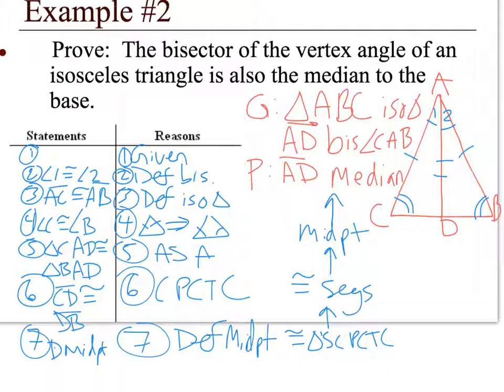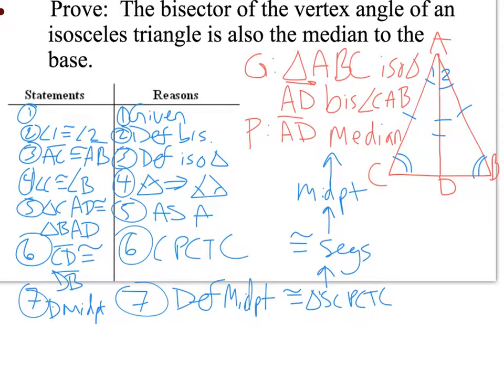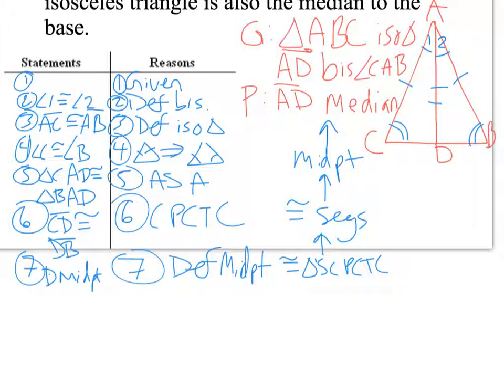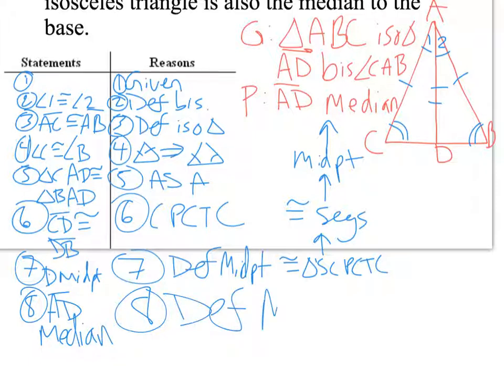Okay. Let's see if I can move this whole thing up. All right, I can. Step number 8. If I've got a midpoint, what do I have? A median. AD is a median. Definition, median. Awesome. That was some exciting, wonderful stuff.